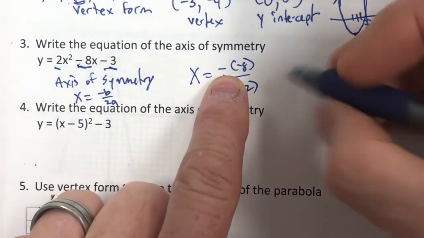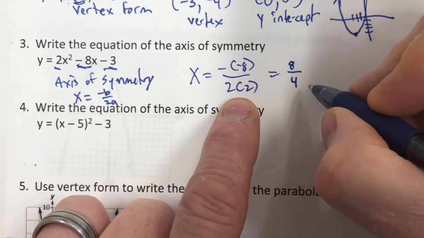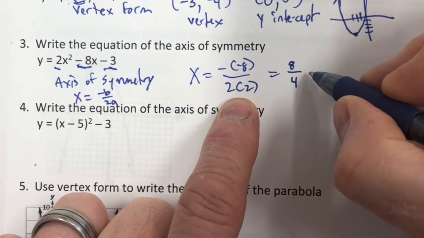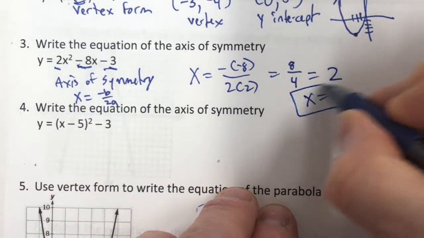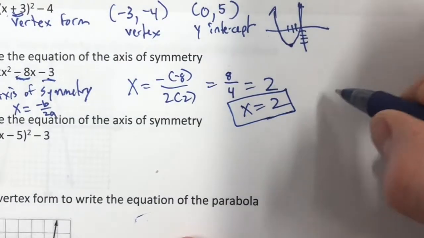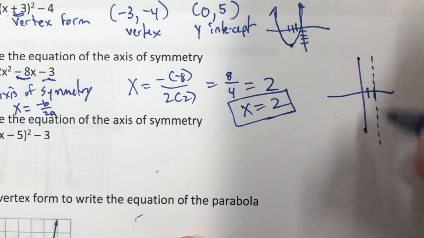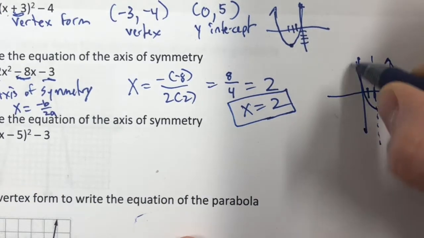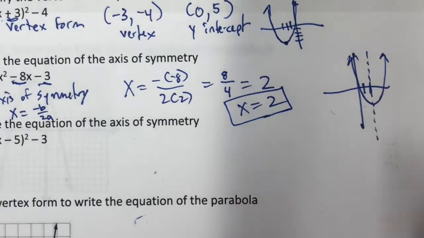All right, so right here, 2 negatives makes a positive 8. Right here, 2 times 2 is 4. And now we divide those. 8 divided by 4 is 2. So x equals 2 is my axis of symmetry. And what that means is, 1, 2, right here is the axis of symmetry that this parabola is centered on, something like that. This may not be right necessarily, but that's the concept.